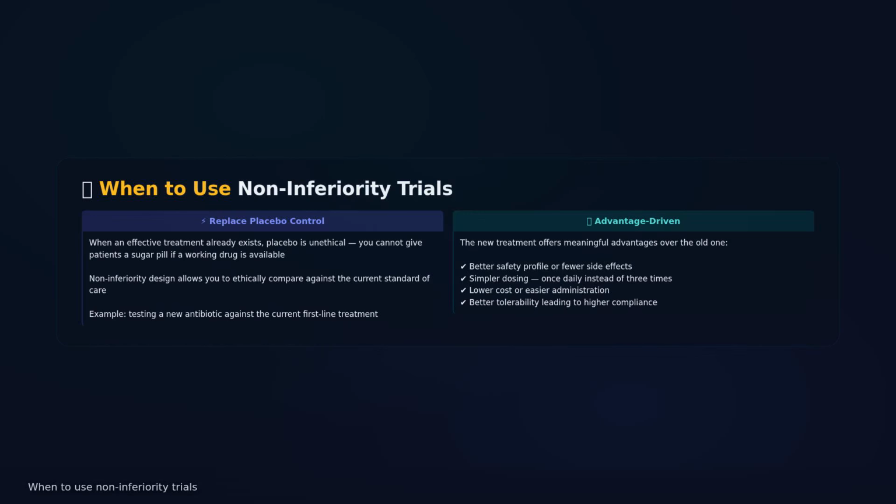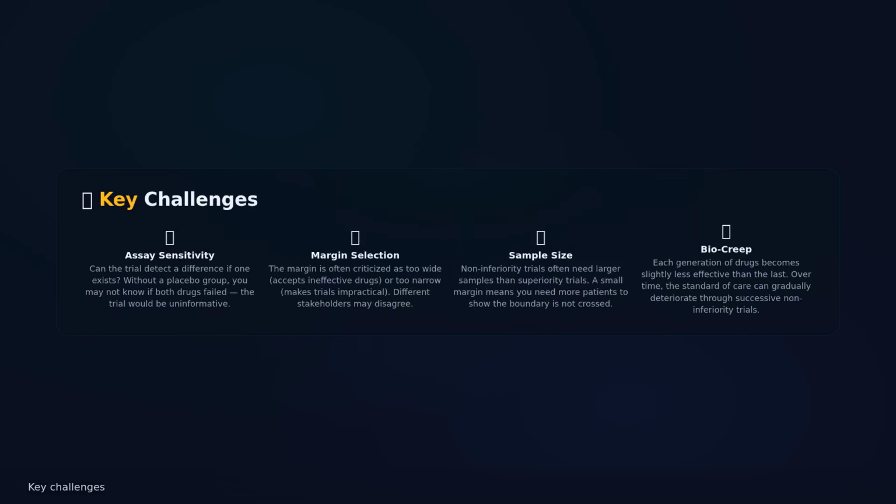Non-inferiority trials are used when a placebo-controlled trial would be unethical. If an effective treatment already exists, you cannot give patients placebo. So you compare the new drug against the active standard of care. These trials are also used when the new treatment offers meaningful advantages over the old one, like a better safety profile, a simpler dosing schedule, or lower cost. The goal is to show that the new treatment preserves enough of the old drug's benefit while offering these other advantages. Non-inferiority trials face several challenges.